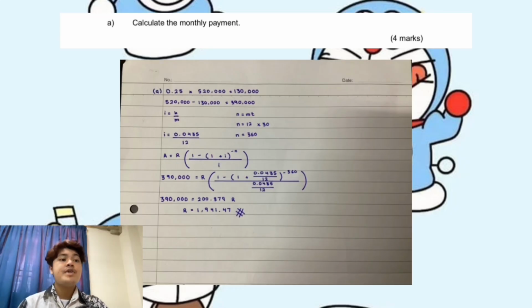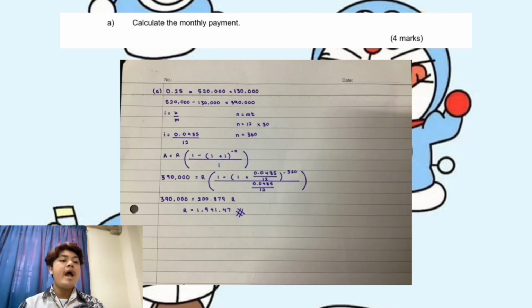For the first question, question A, how do you answer this question? First, you need to calculate 25% of 520,000 ringgit, which is 130,000. Then you need to subtract 130,000 ringgit from 520,000, which is 390,000 ringgit. Then you need to use the formula I equals K over M. K is the interest charge for the loan, and M is the compounded value, which compounds monthly. So I equals 0.0435 over 12.